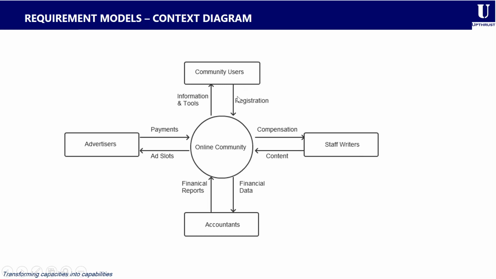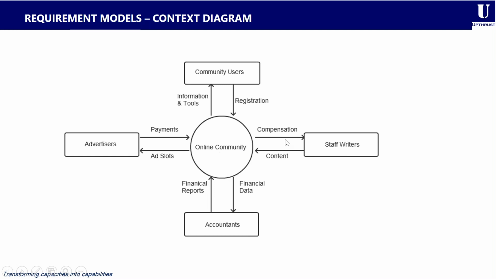So this basically shows the data flowing from the system, which is the online community, to community users, and data that comes from the community users to the system, which happens to be registration data. Also, the users get information and tools from the online community. And the same goes for the staff writers, the accountants, and the advertisers.